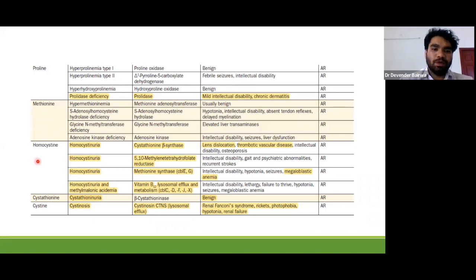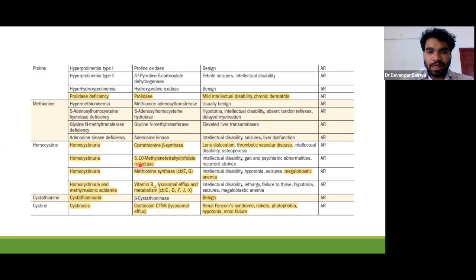Homocysteine is important because homocystinuria, as we all know, presents with Marfanoid habitus, thrombotic vascular diseases, then lens dislocation, as well as increased risk of cardiovascular as well as cerebrovascular diseases. In total, there are 9 kinds of homocystinuria. As we can see, one form is associated with cystathionine beta synthase. This is the classical form of homocystinuria.